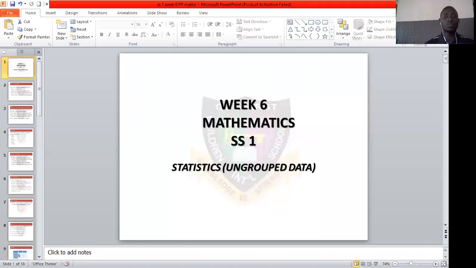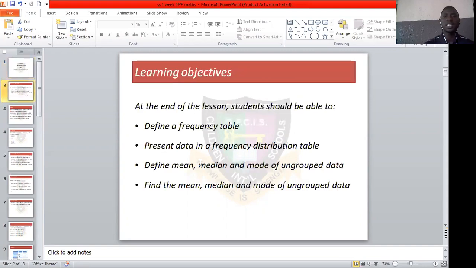Before I continue, I'd like to share with you our notes and the lesson objective. This is week 6, statistics. What we're focusing on this week is ungrouped data. This is our learning objective. At the end of the lesson, students should be able to define a frequency table. What is a frequency table? How does it look? We'll also look at how to present data in a frequency distribution table, and find the mean, median, mode of ungrouped data.